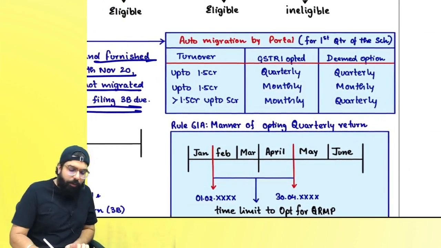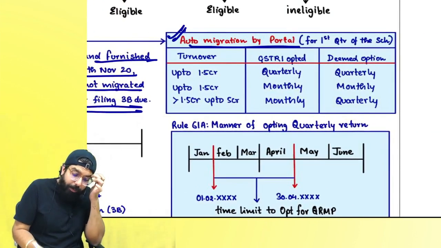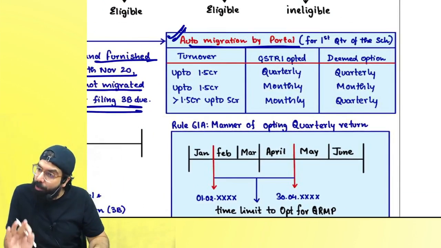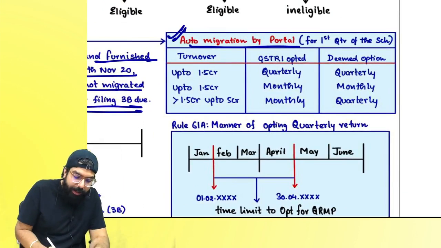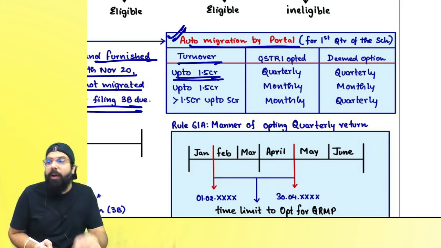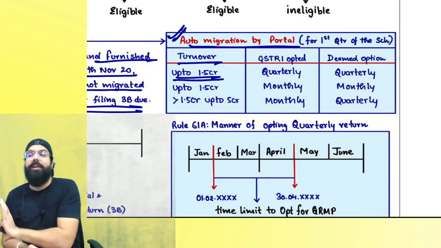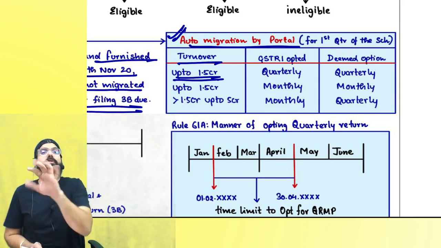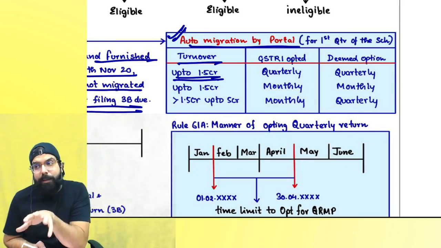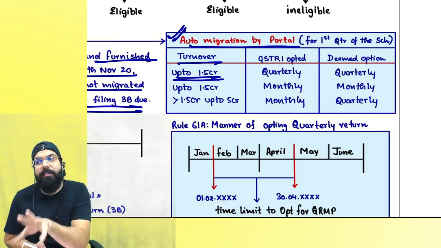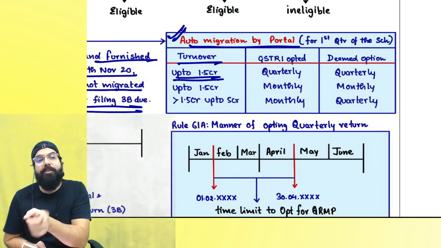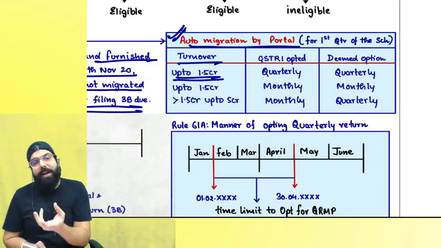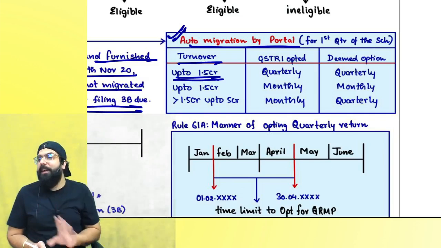Sir, auto migration was done. Sir, auto migration, always remember, for the first quarter only auto migration was done. So they told that if your turnover is up to 1.5 crore, then GSTR 1 was already quarterly. In the QRMP scheme, GSTR 1 as well as GSTR 3B was also made quarterly. Basically, the quarterly scheme will be given to you, they will auto migrate you, based on your GSTR 1 status.